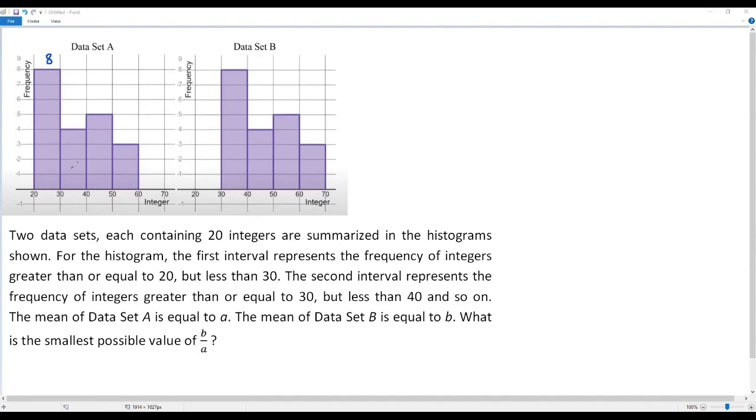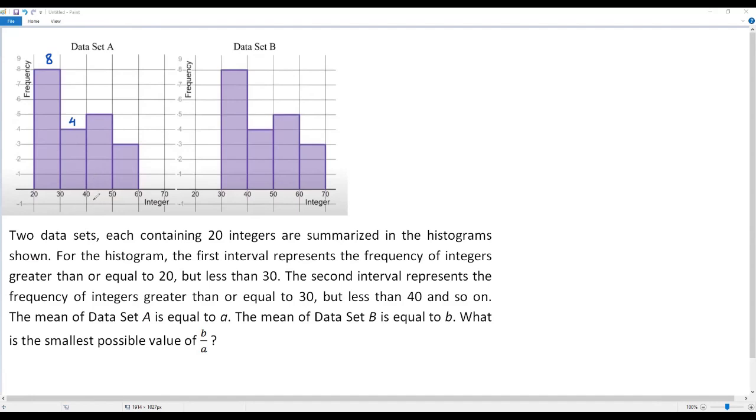And also the same thing we can consider for the second interval, because the question says the second interval represents a frequency of integers greater than or equal to 30 but less than 40. So we can consider this 30 but we cannot consider this 40. We have to consider less than 40. That is, we'll have integers 30, 31, 32 up to 39. So here in this interval we have 4 integers. The possible values for the 4 integers in this interval can be 30, 31, 32 up to 39.